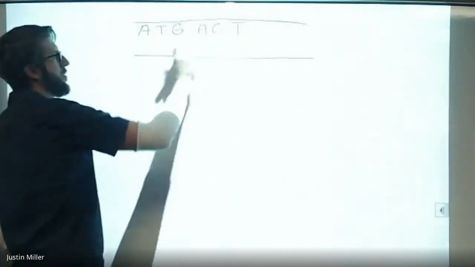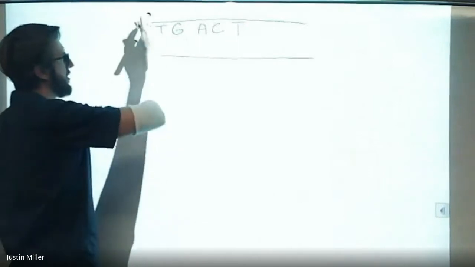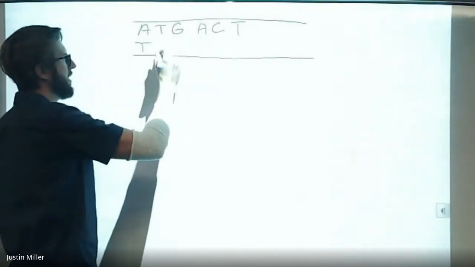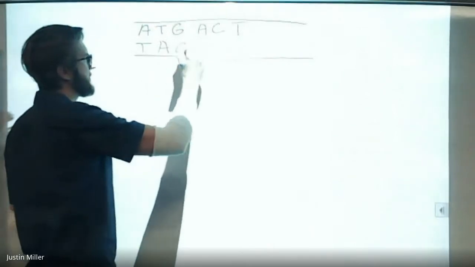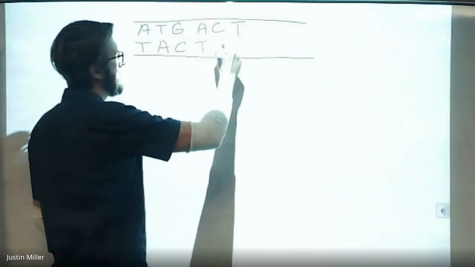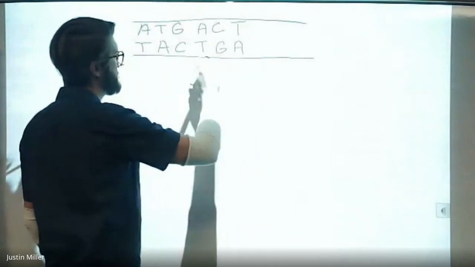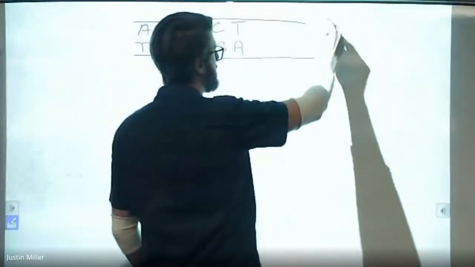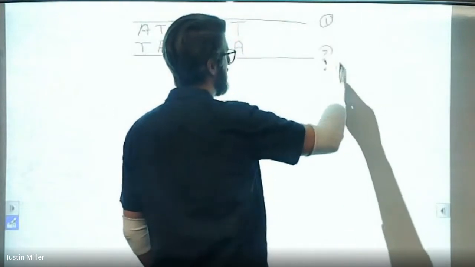On one strand, we have nucleotide bases, phosphate sugar A, phosphate sugar T, and so on and so forth. And on the other strand, we have nucleotide bases. According to the base pairing rules, this is what will be on the other strand. Okay, so let's call this strand number 1 and strand number 2.